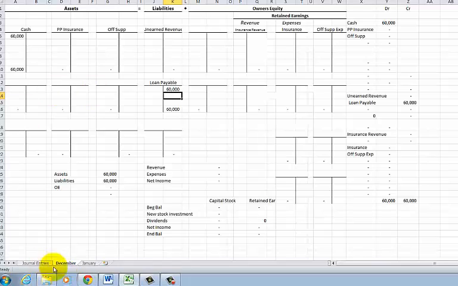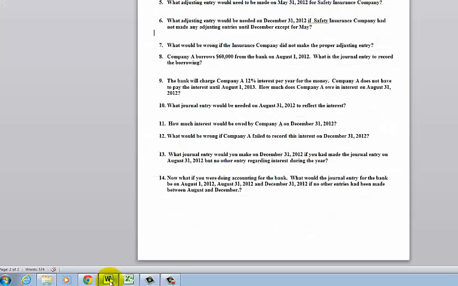So we go back to our list of events, and we say the bank will charge company A 12% interest. So that's the rate that we pay, the rent we pay on the money. They do not have to pay the interest until August of 2013. So while we are utilizing the money, we don't have to actually write a check to pay for that until next year.